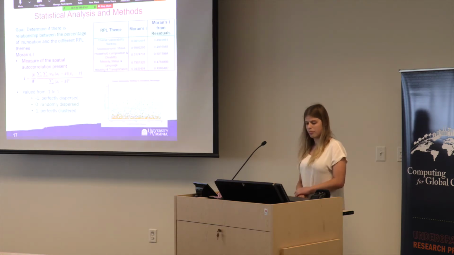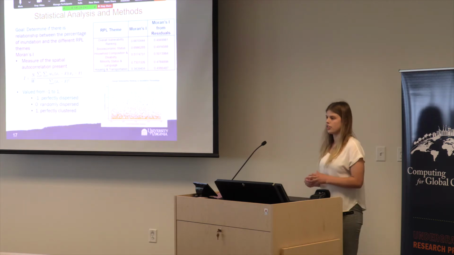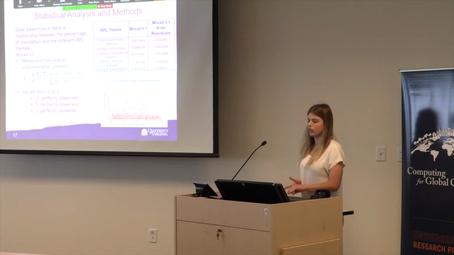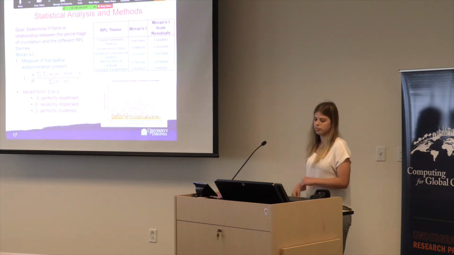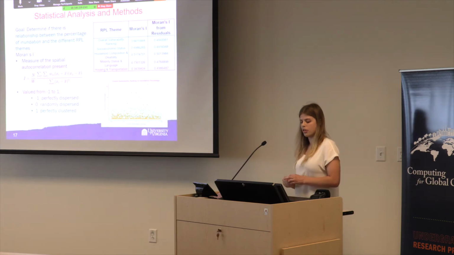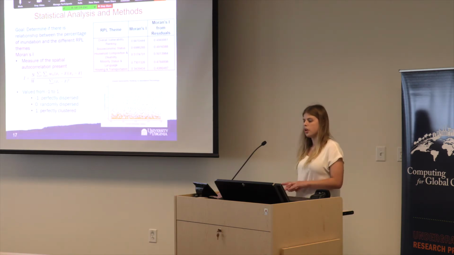After I created the visualizations and looked at the data, I did some statistical analysis. What I wanted to figure out was whether there's a relationship between the percentage of inundation and the different RPL themes. First I looked to see if there's spatial autocorrelation present in the RPL themes. To do this, I used Moran's I, which measures spatial autocorrelation, or how related the variables are based on their location.